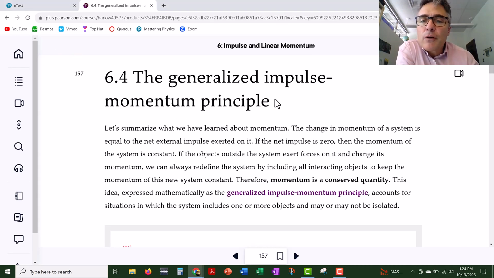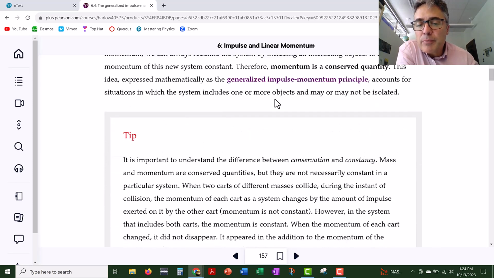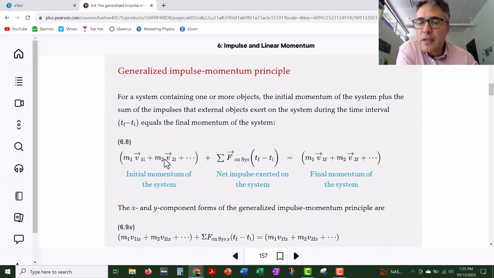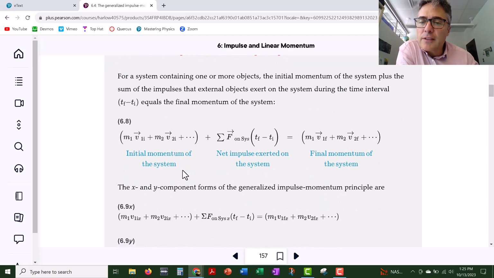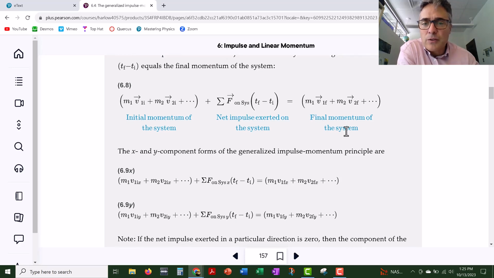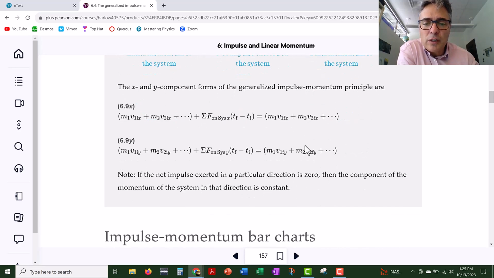Section 6.4, generalized impulse momentum principle. Basically, equation 6.8 is one way of looking at things. They split it into x and y components, but it's all the same equation. The initial momentum, which is the sum of all the m times the v's, plus the net impulse exerted on the system equals the final momentum of the system. The equations themselves look a little messy.